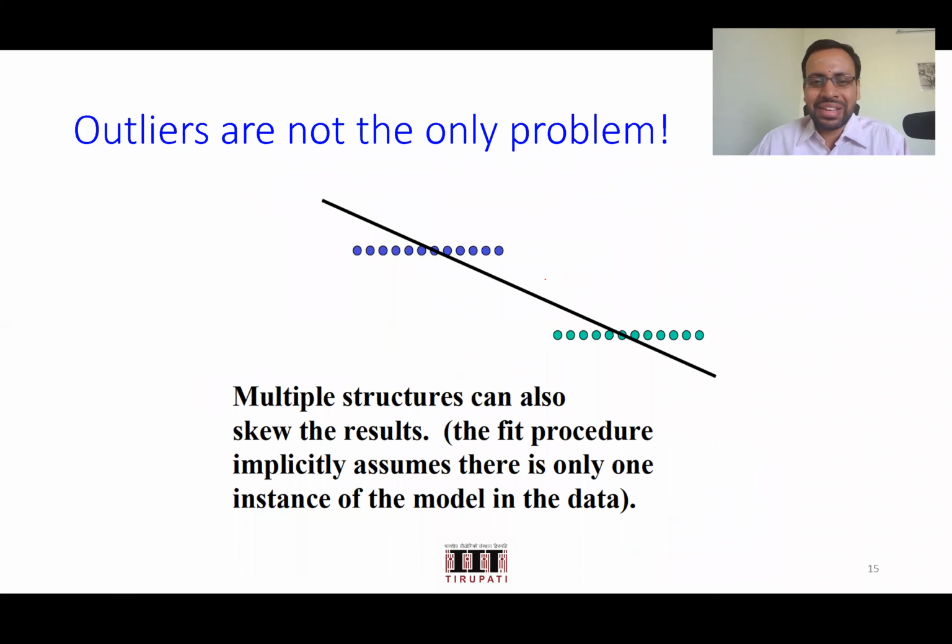And just for the sake of completion, let me also tell you one scenario where you don't know how many lines there are, but intuitively once you see it, you could say that I would prefer fitting a line here and a line here, and fitting a single line doesn't make sense. But if you use least square fit, that would fit something like this.